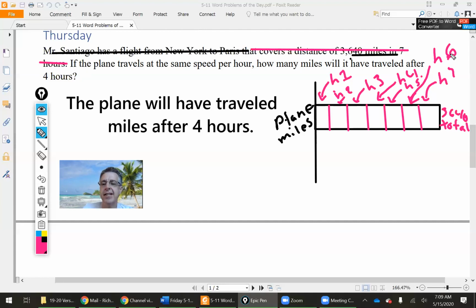So what I'm going to do now is read the rest of my story problem. If the plane travels at the same speed per hour, which I've already put these hours into equal parts, so I'll cross that out. How many miles will it have traveled after 4 hours? So the question is, how many in 4 hours? So what I want to draw is a bracket connecting my hour 1 with hour 4. And what I want to do is say, like, question mark is how many miles after 4 hours? So how many miles in 4 hours?